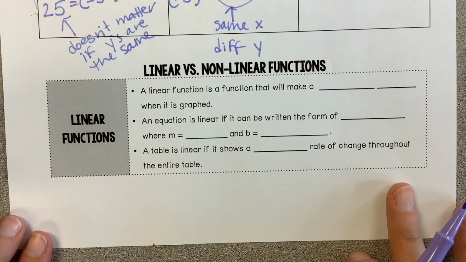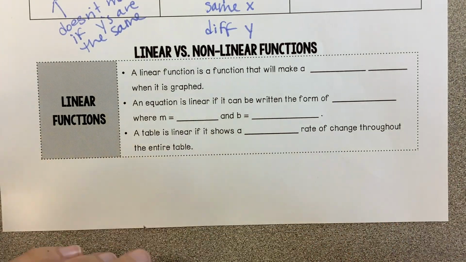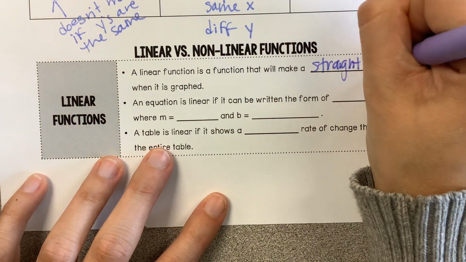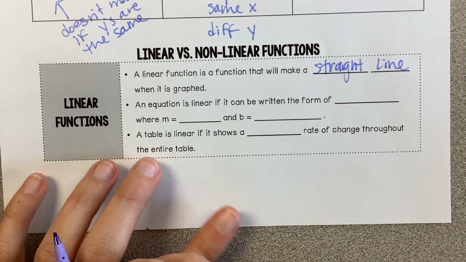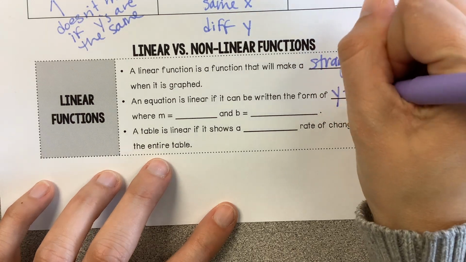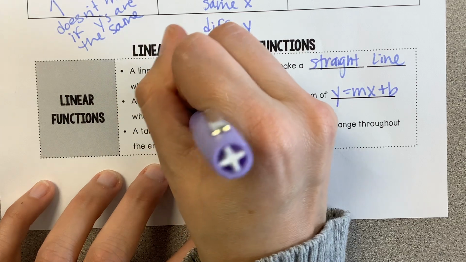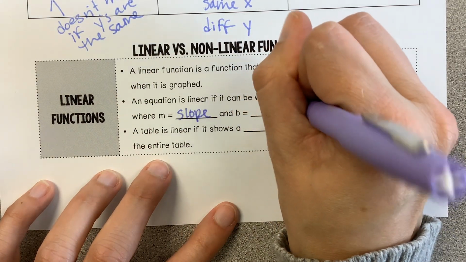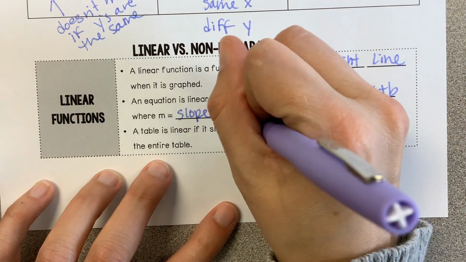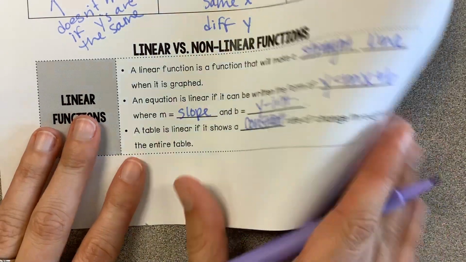And then last we're going to look at is linear versus nonlinear functions. So a linear function is a function that will make a straight line when it's graphed. An equation is linear if it can be written in the form y equals mx plus b, where m is our slope and b is our y-intercept. A table is linear if it shows a constant rate of change throughout the entire table.